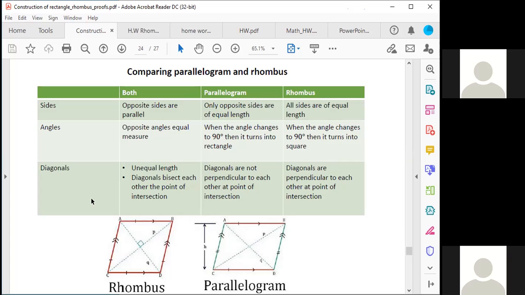Okay. So what you need to say here, see, for rhombus, it's fine. All sides are of equal length. In case of parallelogram, you cannot say only opposite sides are of equal length. Just remove the only and you are good. And if you look at both, you should notice that it will be identical to what you have written for parallelogram.